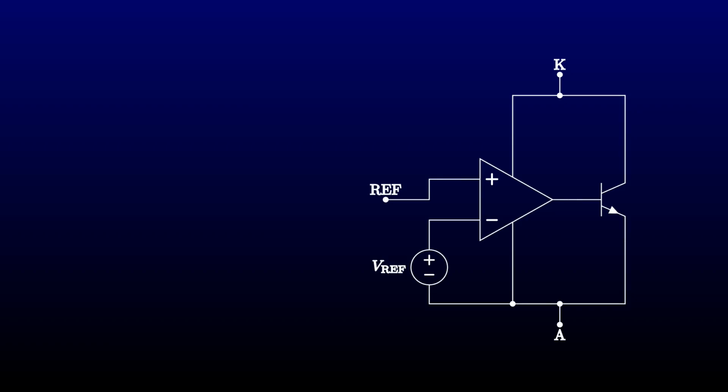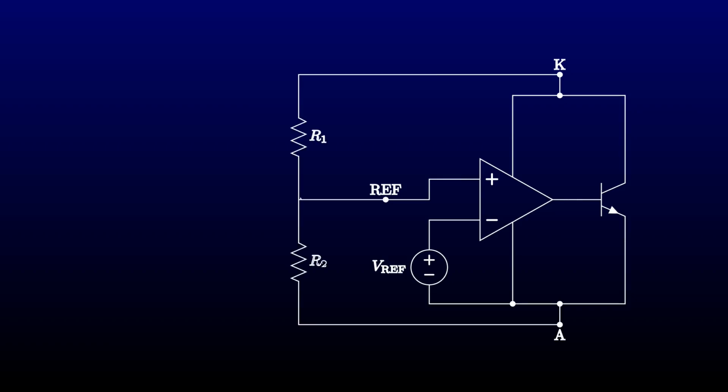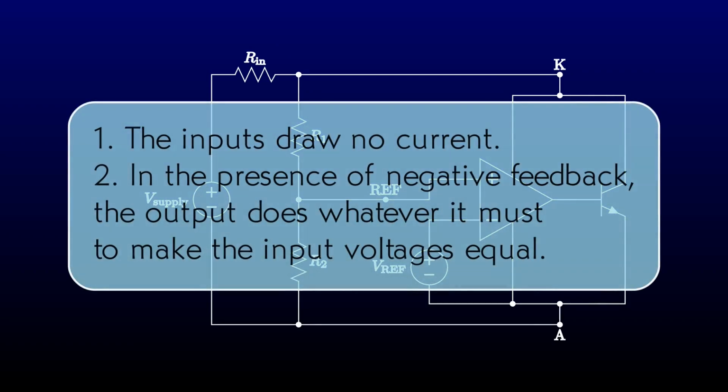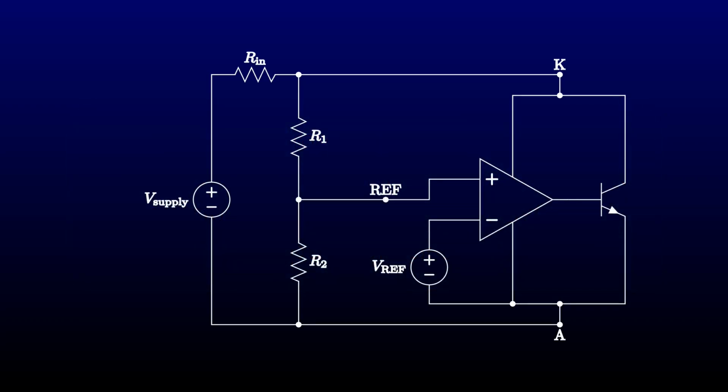Let's show it in a typical Zener diode configuration. We'll put in the voltage divider outside the chip and hook it to a power supply through a current-limiting resistor. We'll start by remembering the two rules for an ideal op-amp. The input's drawing no current. Sure, that's helpful. But at first glance, it looks as if we don't have negative feedback, because when we look at the circuit, there's nothing but a constant voltage reference connected to the inverting input of the op-amp.